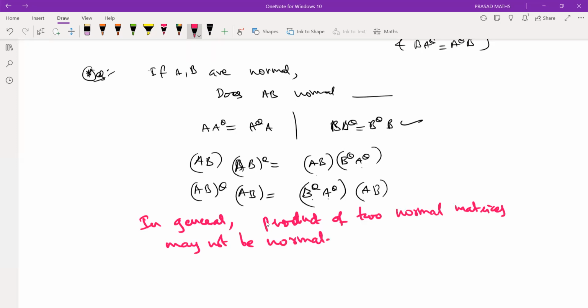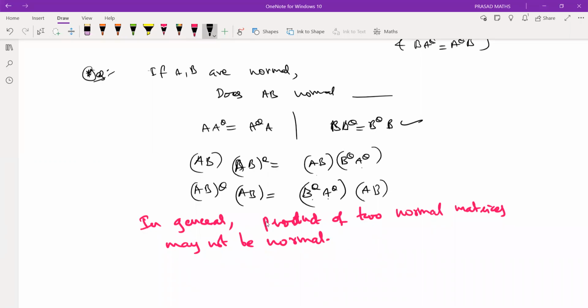Now the question: can you give me a condition in such a way that the product is normal? Anybody? Can you give me any condition whose product is normal? A theta B theta is equal to B theta A theta. Okay, that is one condition. That is one good condition.